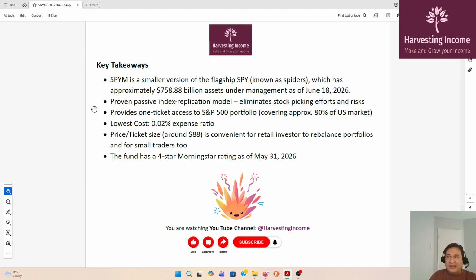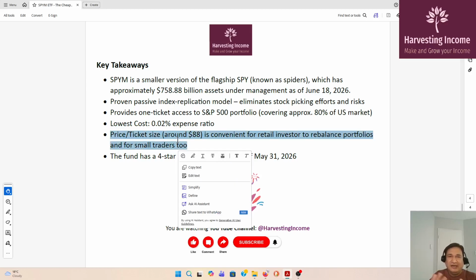And this provides one ticket access to S&P 500 portfolio, like 80% of the market. And the price or ticket size is around $88, $89, depending on when you're seeing the price. It would be different when you're checking the price from the time this video was created. But it is pretty accessible. If you look at the other funds like SPY and all that, it's probably $600 or higher.